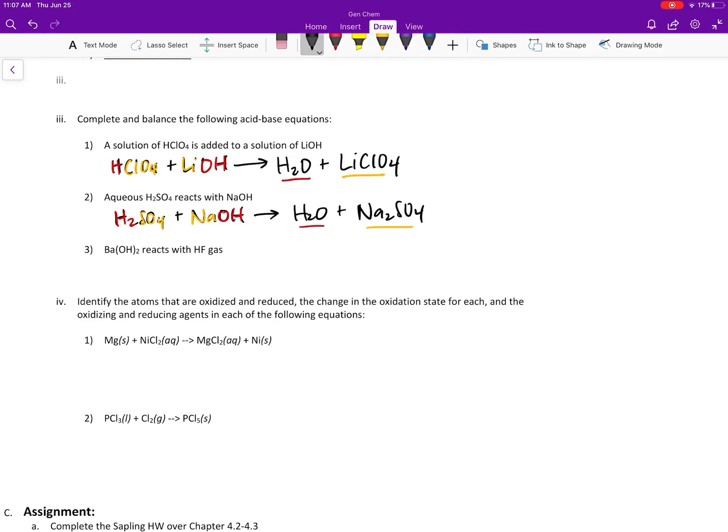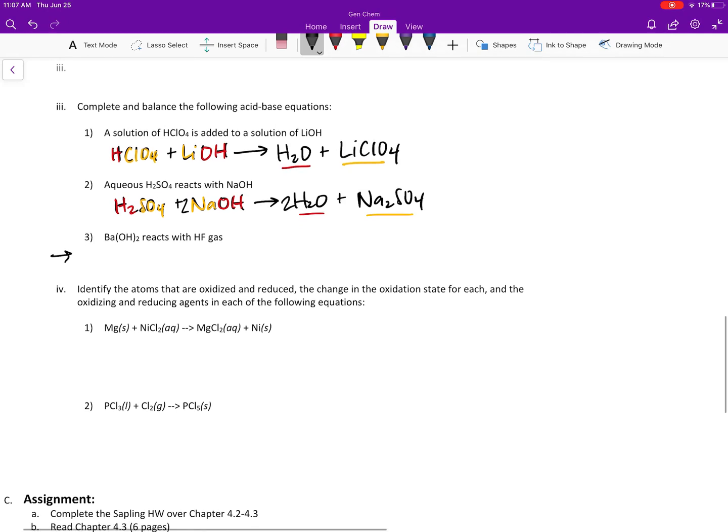So now if I go to balance it, I need 2 sodiums on the left. So I put a 2 in front of that, and I now have 1, 2, 3, 4 hydrogens. So I'm going to put a 2 in front of my water to balance the chemical equation. And so you'll practice this one.